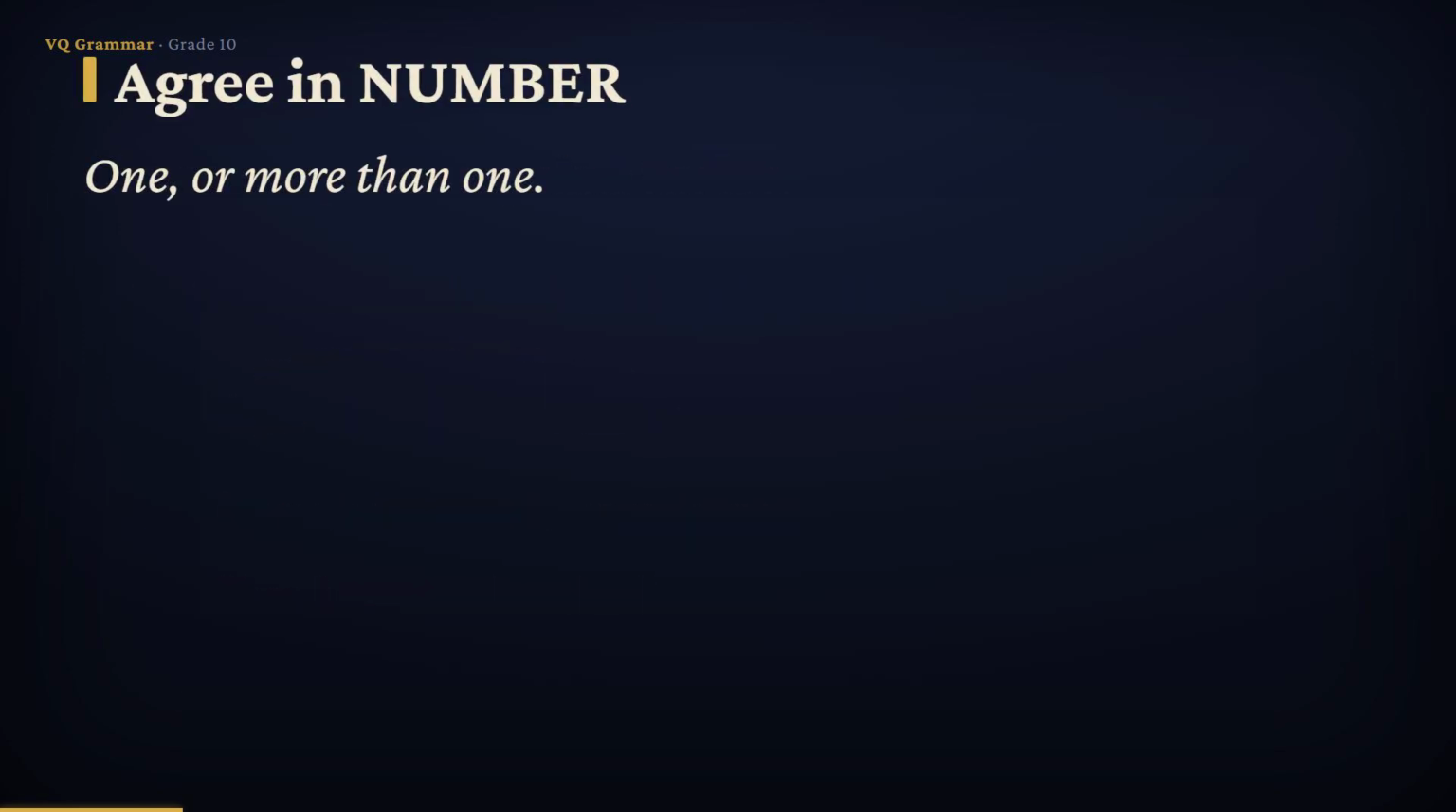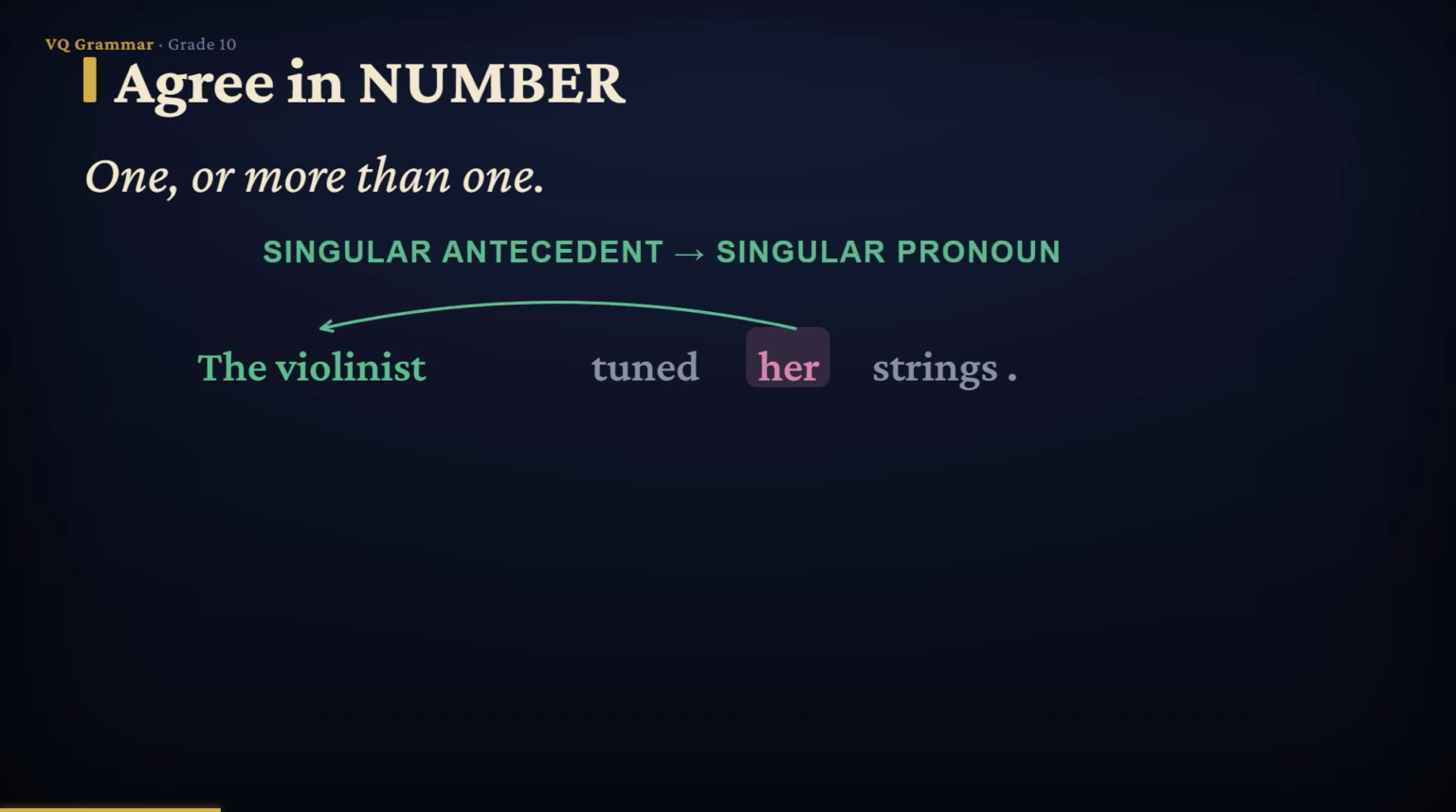The first way a pronoun has to match its antecedent is in number. Number just means one thing, or more than one thing. Listen, the violinist tuned her strings. Only one violinist is playing, so the pronoun pointing back at her must be singular too. And that's why we say her and not their.